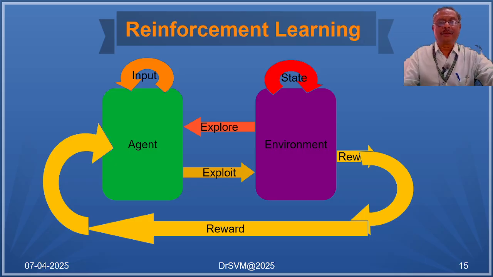So that's all about how we can make a machine behave like a human and learn on its own through reinforcement learning. More details to follow.